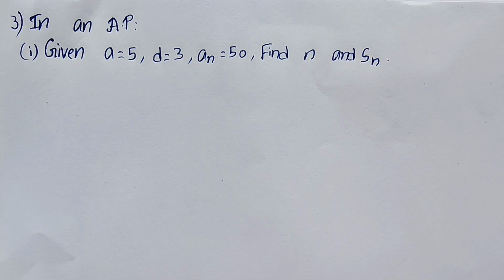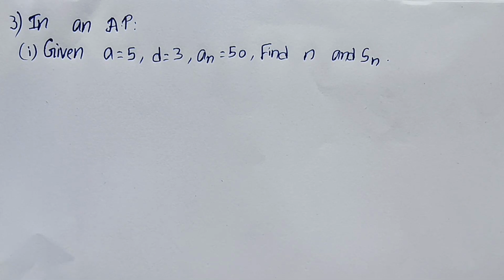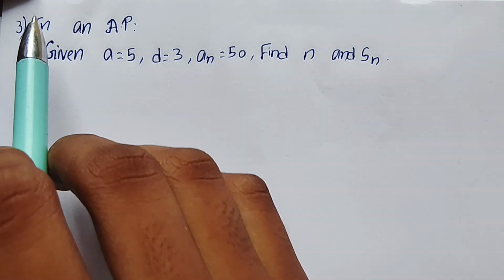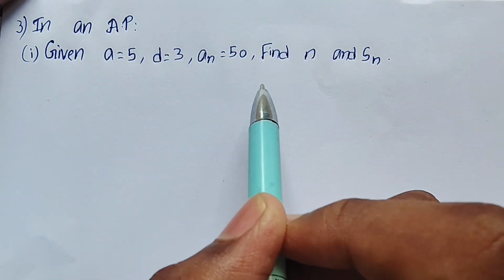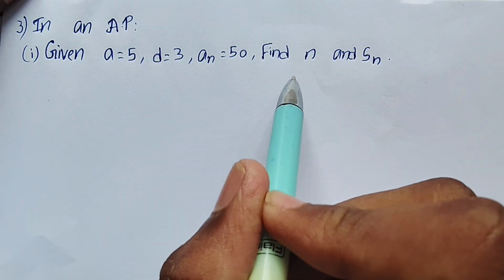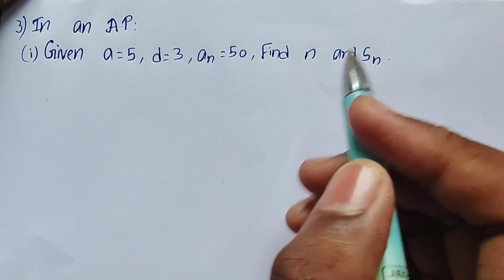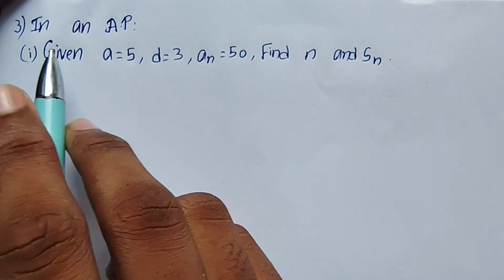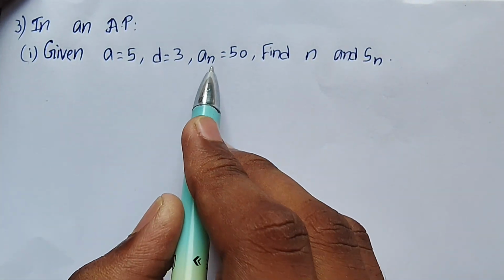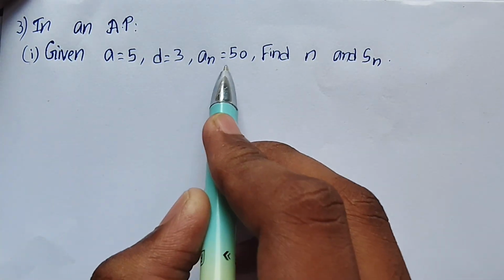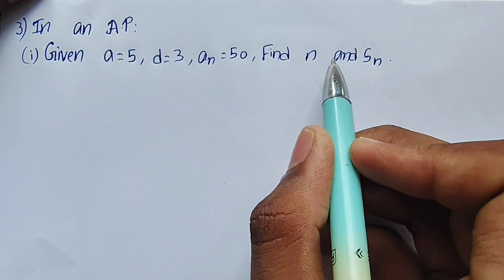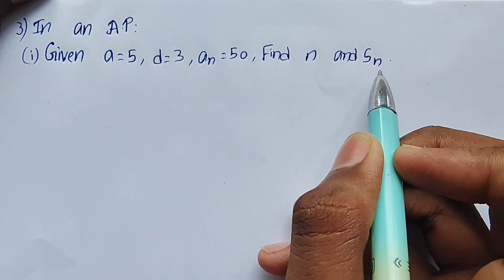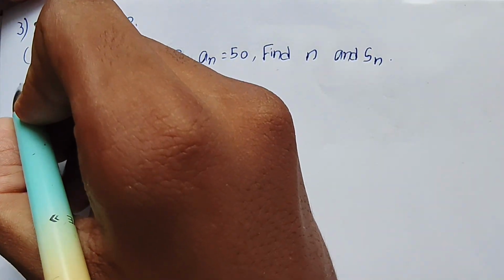In this video, I am going to explain the chapter of Arithmetic Progressions, exercise 5.3, third question. The given third question is: in an AP, for the given values, we have to find the values asked in the question. The first question is given a = 5, d = 3, a_n = 50, hence the nth term is equal to 50. He asked us to find the value of n, meaning how many terms, and S_n, meaning the sum of n terms. So, let us solve it.